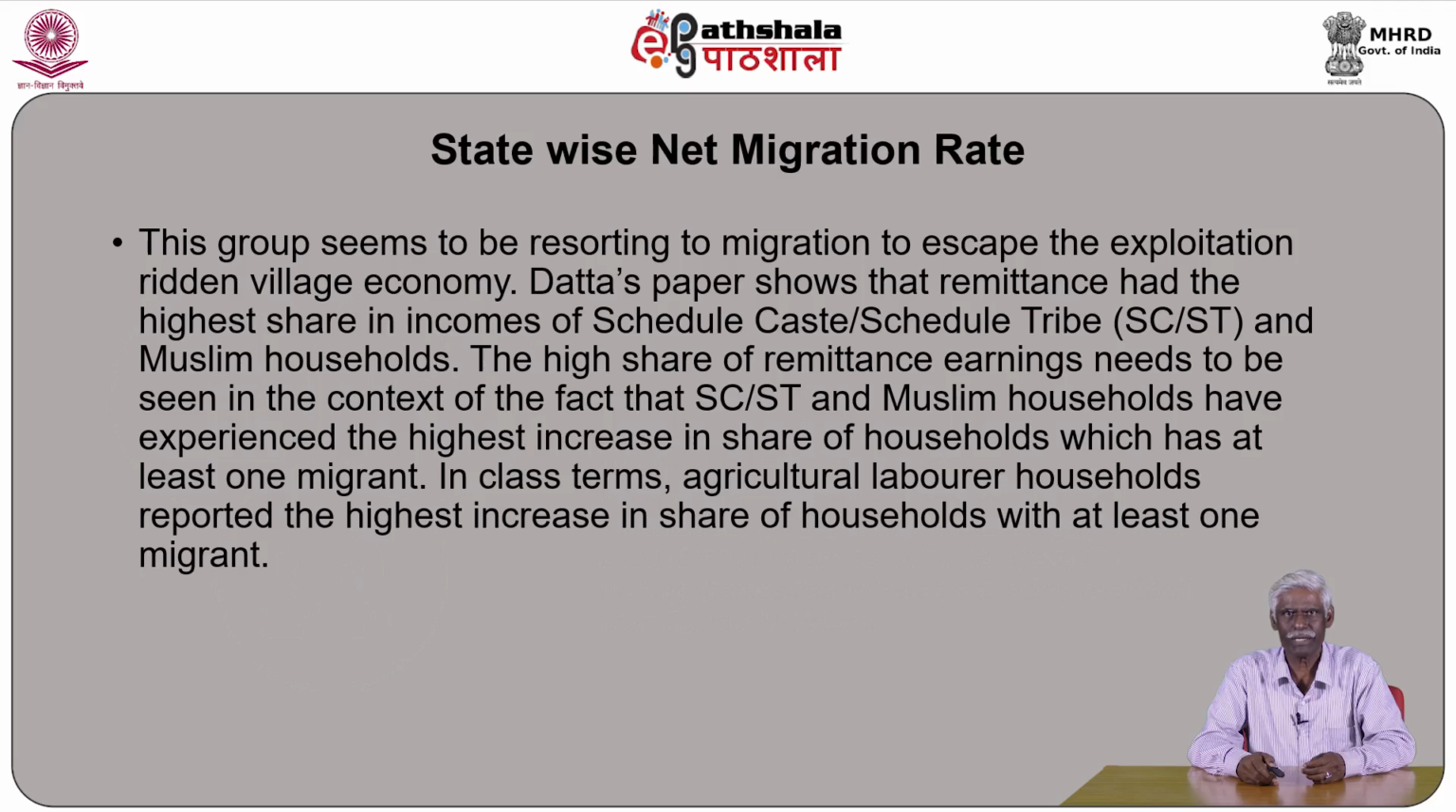Datta's paper shows clearly that remittance had the highest share in incomes of scheduled caste, scheduled tribe, and Muslim households. The high share of remittance earnings needs to be seen in the context of the fact that scheduled caste, scheduled tribe, and Muslim households have experienced the highest increase in the share of households with at least one migrant. In class terms, agricultural laborer households have reported the highest increase in the share of households with at least one migrant.